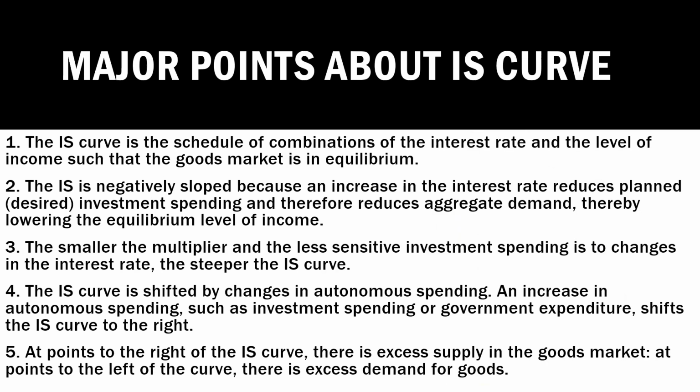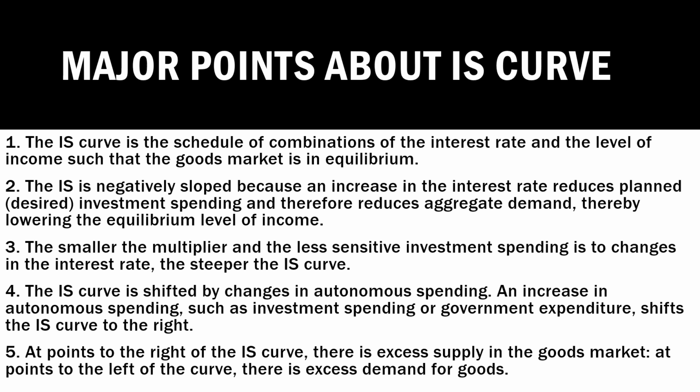Now, certain points are very important when you are concerned about the IS curve. The IS curve shows different combinations of interest rates and levels of income such that the goods market would be in equilibrium. And the IS is a negatively sloped curve. This is mainly because an increase in the interest rate reduces the planned or desired investment spending, and therefore it reduces aggregate demand and lowers the equilibrium level of income. The smaller the multiplier effect, and the less sensitive investment spending is to changes in the interest rate, the steeper is the IS curve.